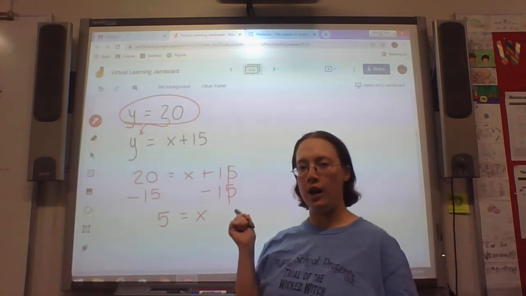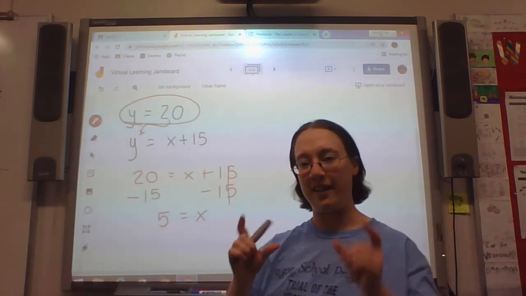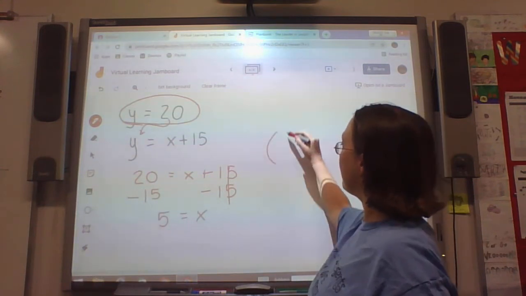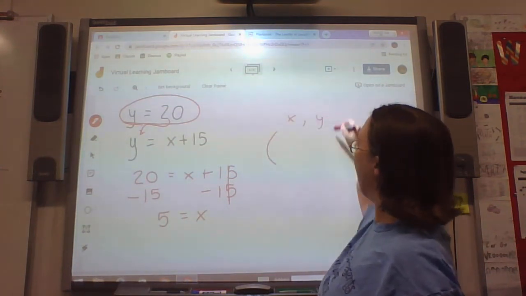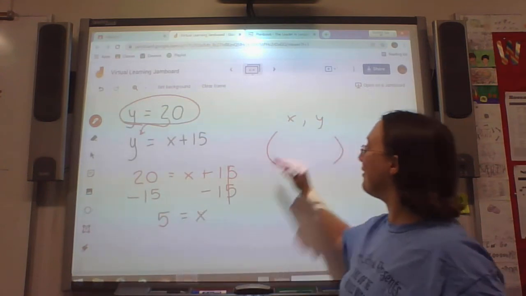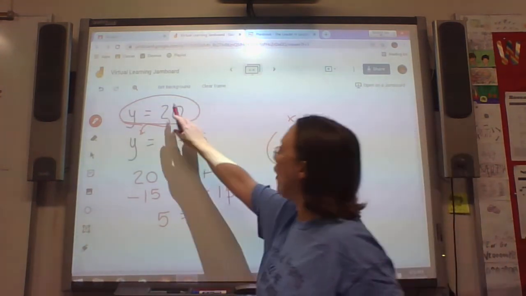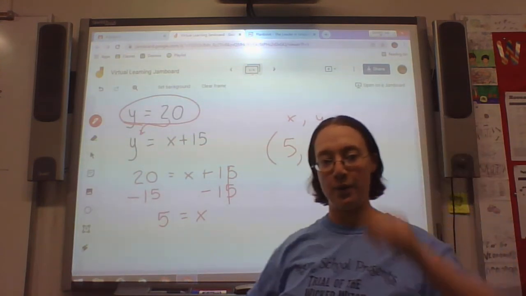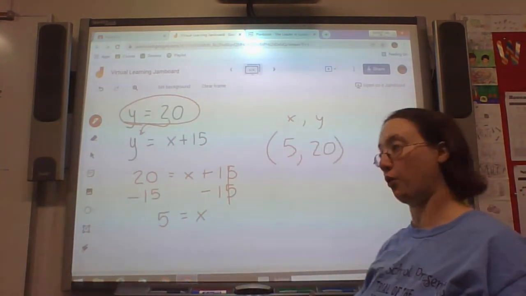But we already had y. So if we've got both x and y, now we have our point. So our point is at, remember points go x and then y, so our point is 5, 20. So that's the point where if we graph these two, those would cross.